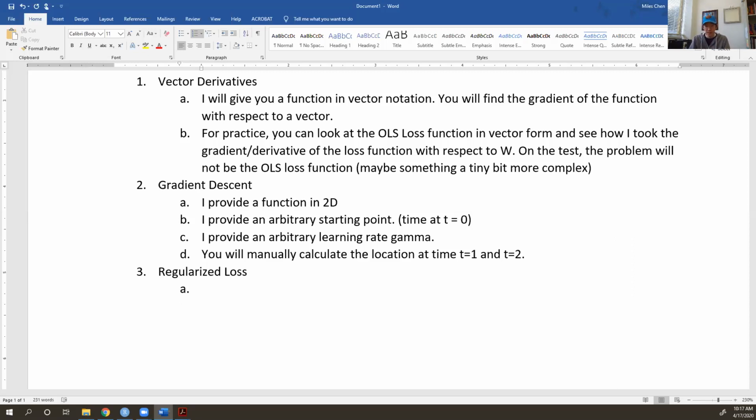Regularized loss: I will provide a small data set, like 3 or 4 points in 2D. And then I will provide a fit line. Does it have to be pen or can we use pencil?